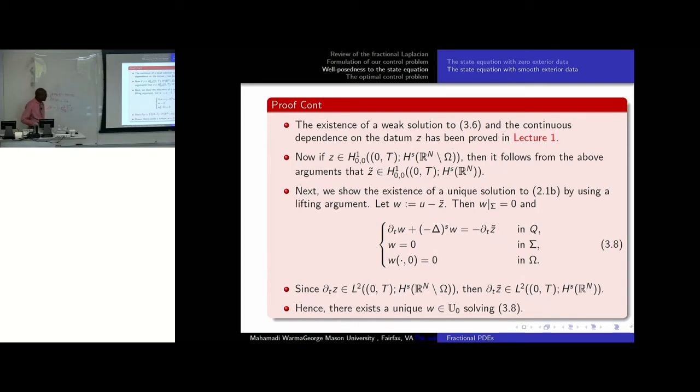And then you can calculate the time derivative of W, and also the fractional Laplacian of W. Then you will get that it is equal to minus the time derivative of Z tilde. But the time derivative of Z tilde is in L2 with value in HS of Rn. Then we can use what we saw for the first case to say that we have a unique solution W.